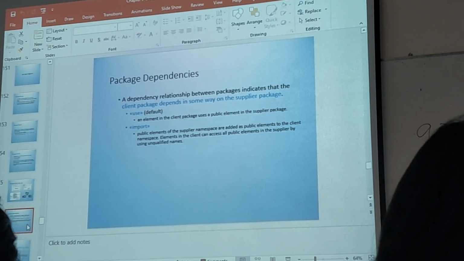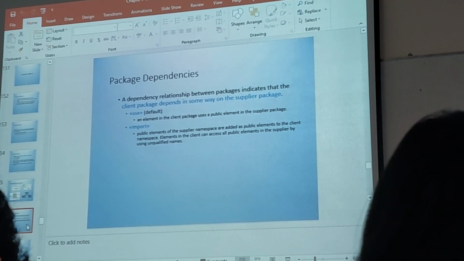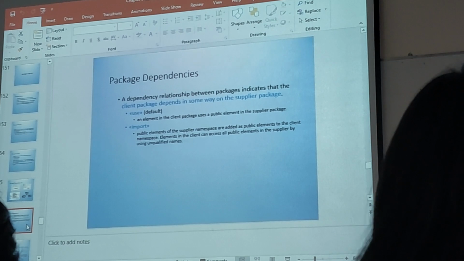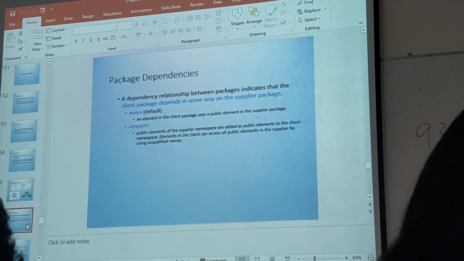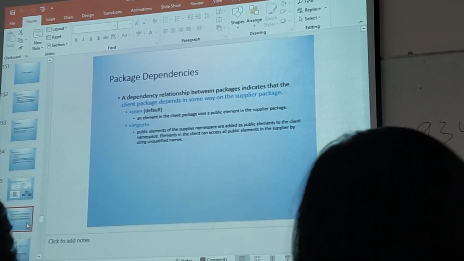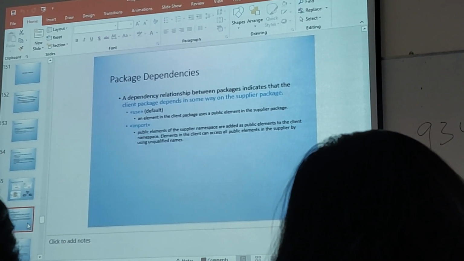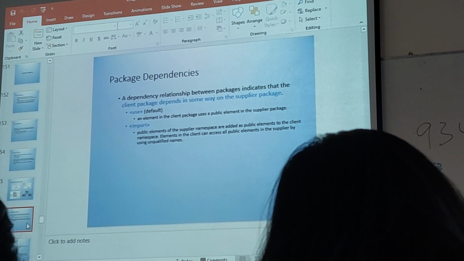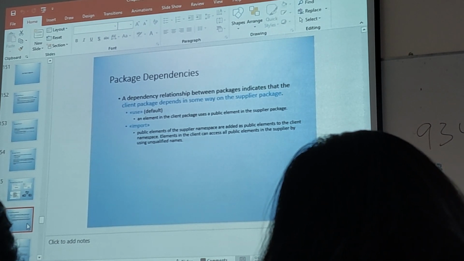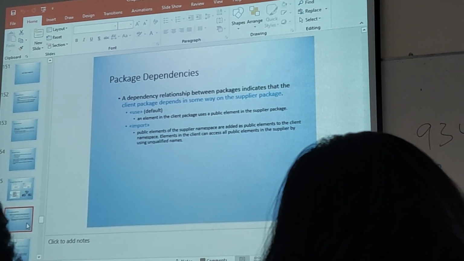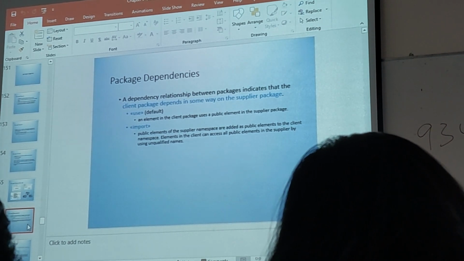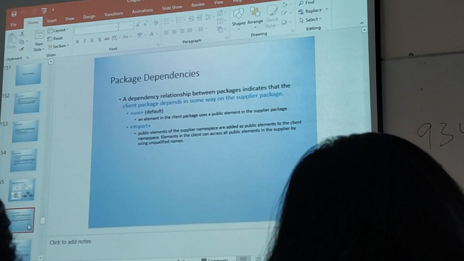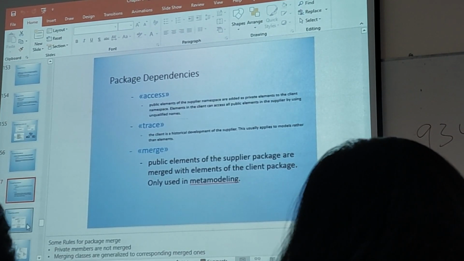Dependency between packages can be shown using an arrow line. These are some examples of dependency use. This package uses another package's services, needing to make use of another package's items. Import means we import the item from another package.